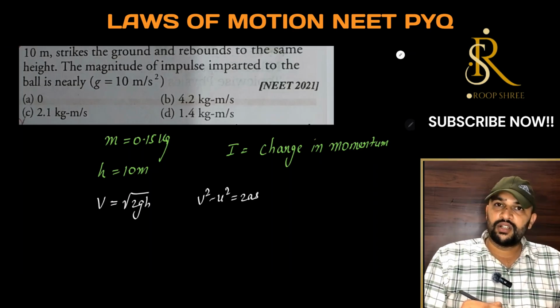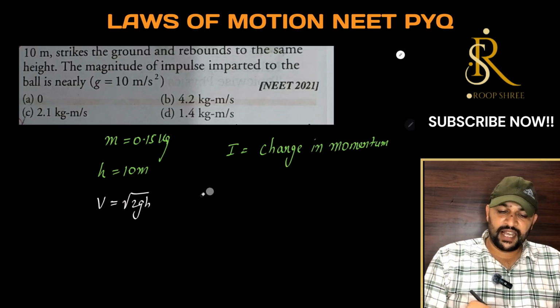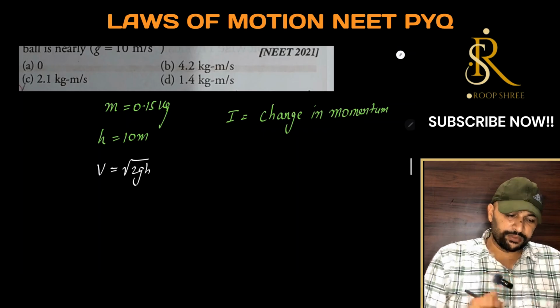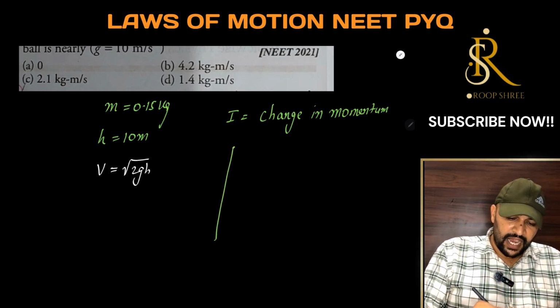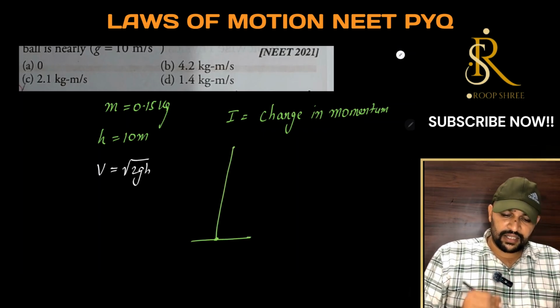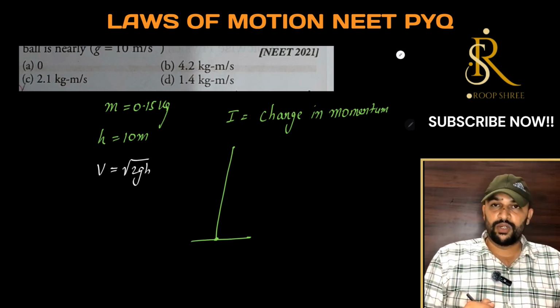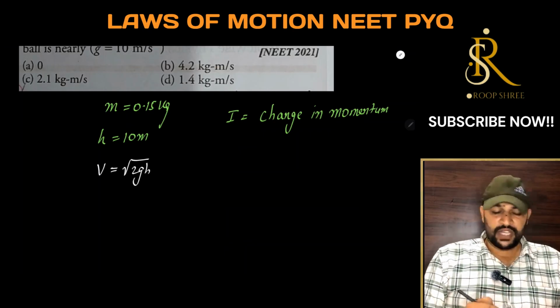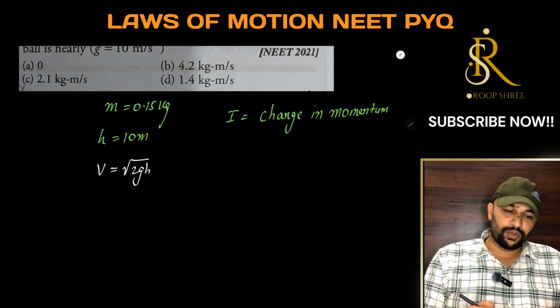Let me explain: v square minus u square equal to 2as. Initial velocity is 0 because it is a free fall, a is acceleration due to gravity, and s is the height, correct? So from there we get v equal to root 2gh. If it is falling and hitting the floor at v equal to root 2gh, it will go back to the same height. The velocity will be root 2gh only, correct?